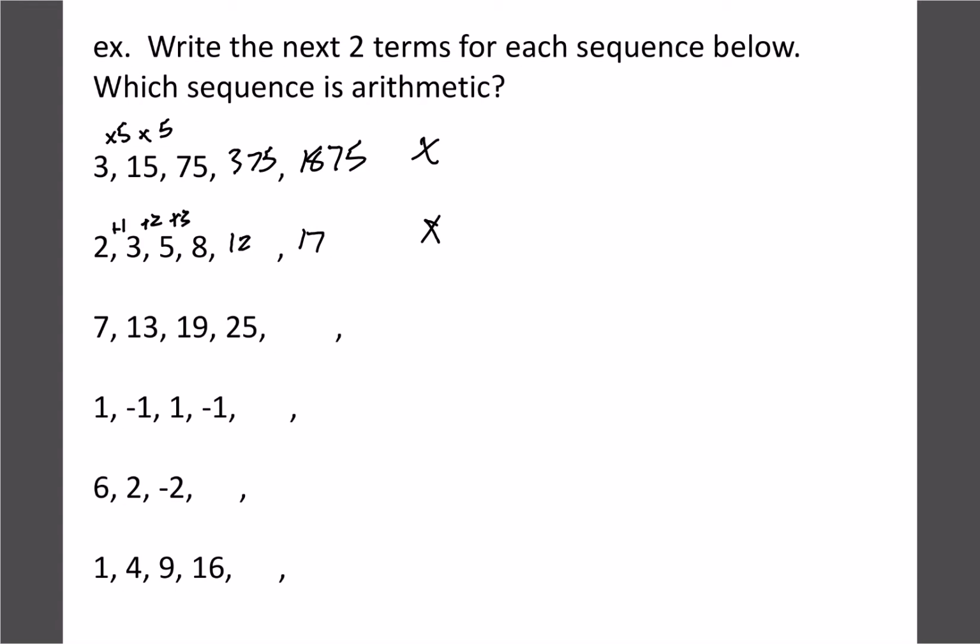The next one, if we add 6, you can see we get to 13, add 6, we get 19, add 6, we get to 25. If we keep adding 6, we'd have 31 and then 37. So that one is arithmetic. The next one, you can see we have 1, -1, 1, -1, and so on. Those just alternate, so that's not arithmetic.